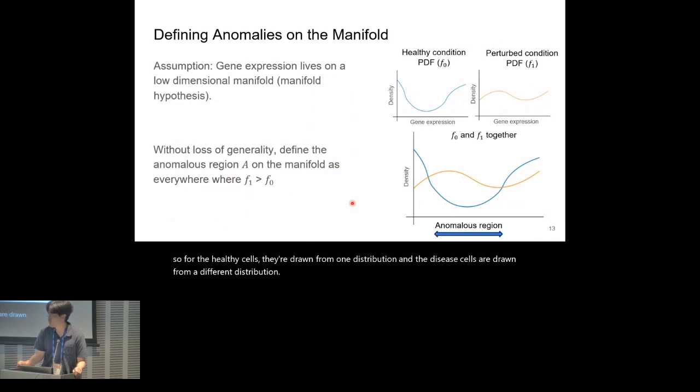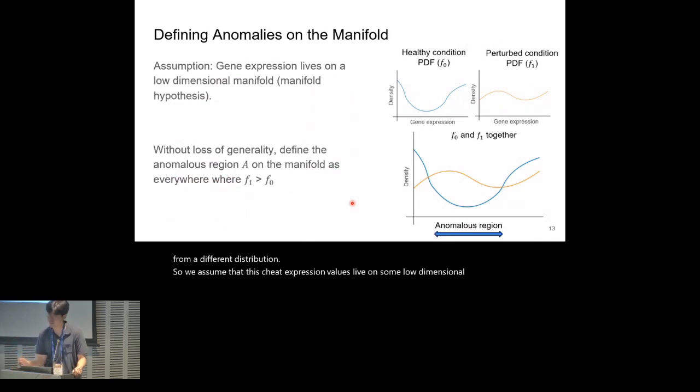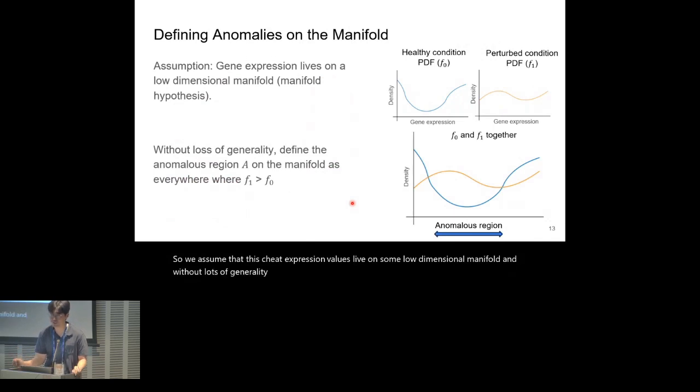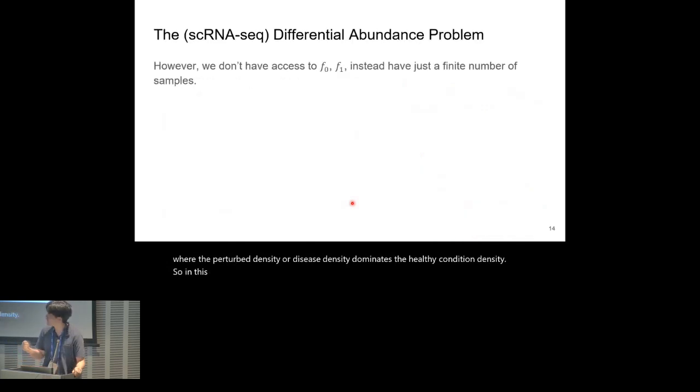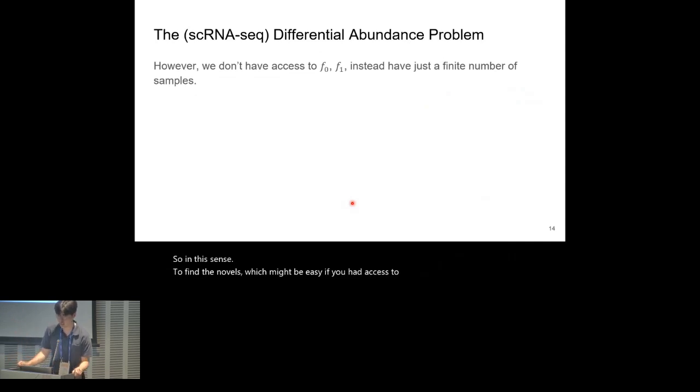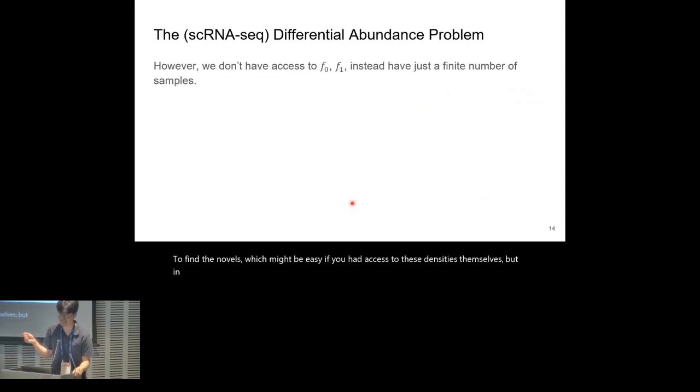So we assume that these gene expression values live on some low-dimensional manifold, and without loss of generality, we define some anomalous region as the region on the manifold where the perturbed density, or disease density, dominates the healthy condition density. So in this sense, finding the anomalous region might be easy if you had access to these densities themselves, but in reality, we don't have access to these two densities.